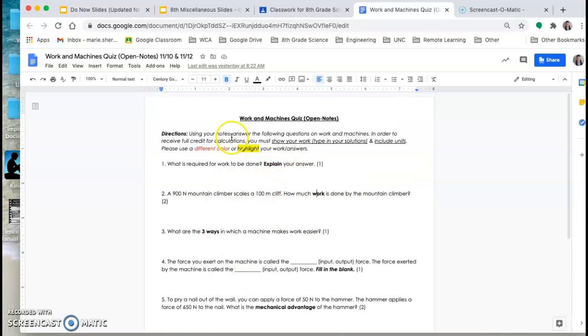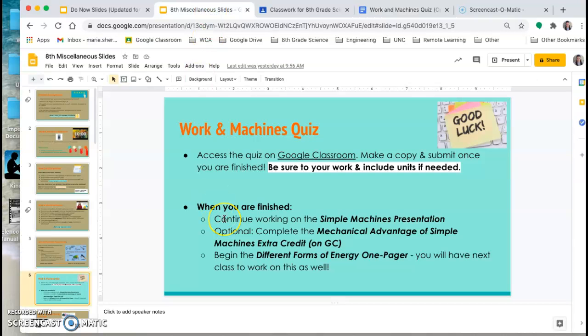Once you are finished with the quiz and you have submitted it to Google Classroom, you have a few options for work today. For both my remote learners and in-person learners, today is primarily just going to be an independent work day. Once the quiz is submitted, you have either of the following options to begin working on.